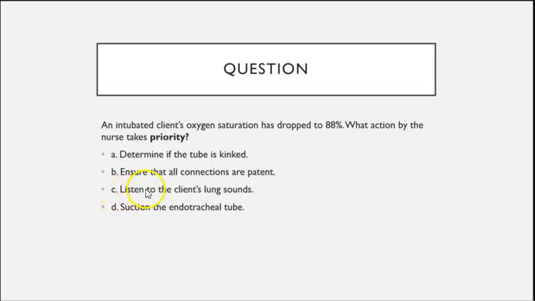Listen to the client's lung sounds? Absolutely. What's happening in those lungs? Why is it dropping? And always assess that patient first. These other options mean that you're not looking at the patient first. Determine if the tubing is kinked or that all connections are good. You need to look at your patient first and assess them. And then if you hear lots of mucus, that crackly stuff happening, you can give them some suction. Or maybe if you hear that low pressure sound and the client's lungs are clear, you could probably make sure that nothing is kinked.